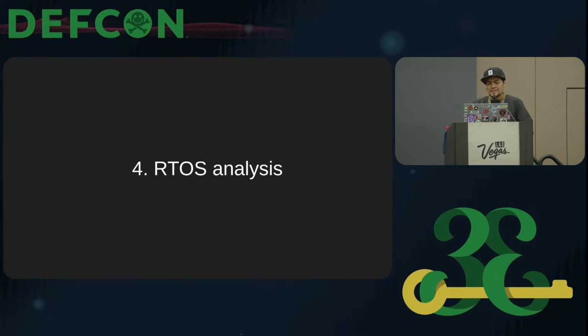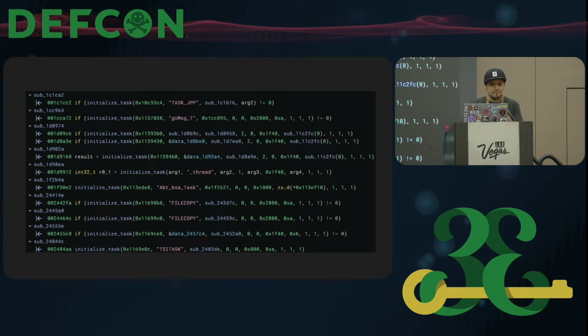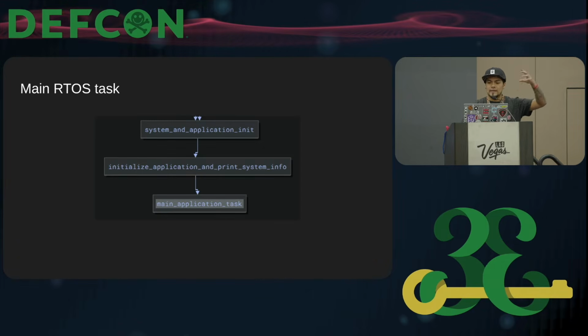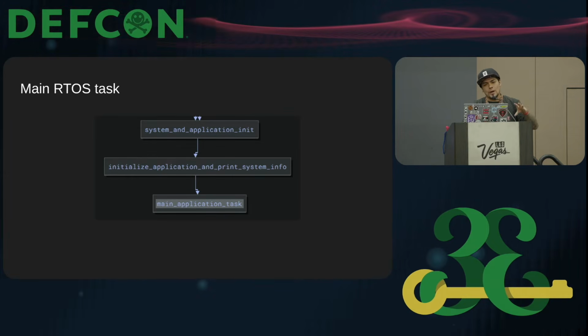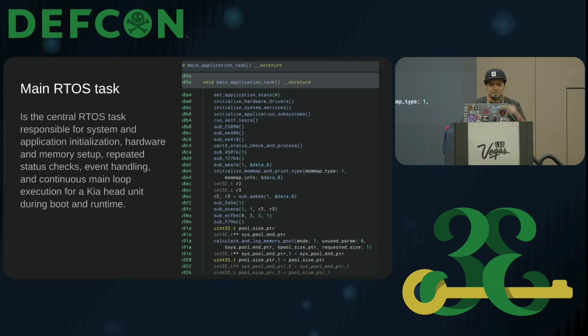Okay, so let's start to analyze this real-time operating system. As you can see, here we have 110 tasks identified at the moment. Remember, the main real-time operating system function runs a loop. After the boot process, the system and application initialization, print system info, hardware verification process, integrity, and so on, we enter a main application task, which is the brain of this real-time operating system.